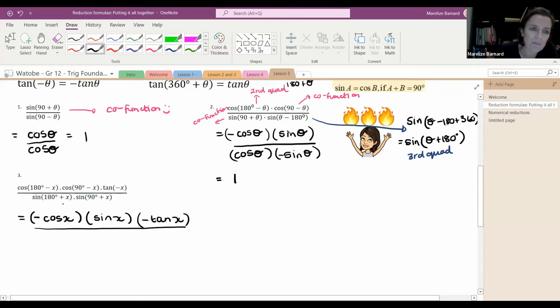Sine of 180 plus x, that is the third quadrant. Sine is negative in that third quadrant. And then sine of 90 plus x, that's going to change to cos x. And we can cancel out sine with sine, but there's a negative left, cos with a negative, and a negative, and a negative and another negative will make our whole answer negative tan x.